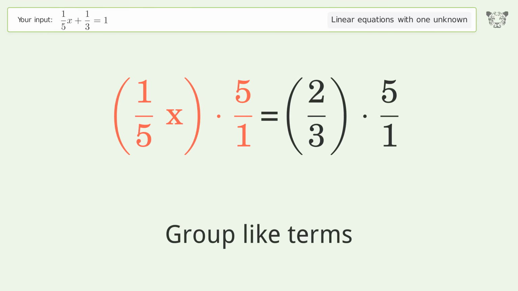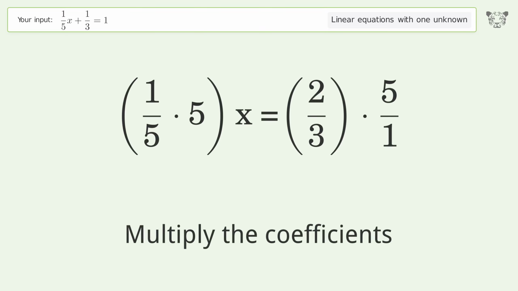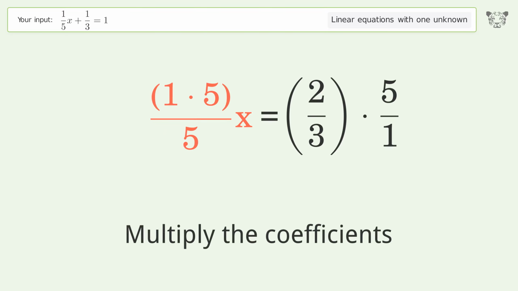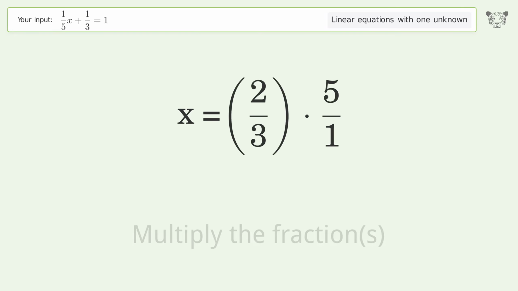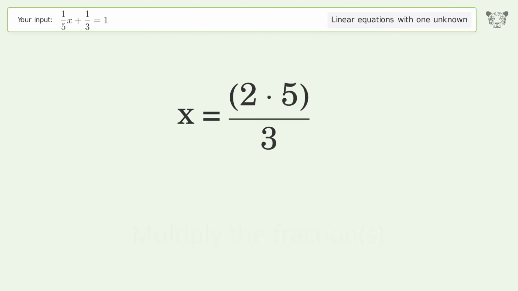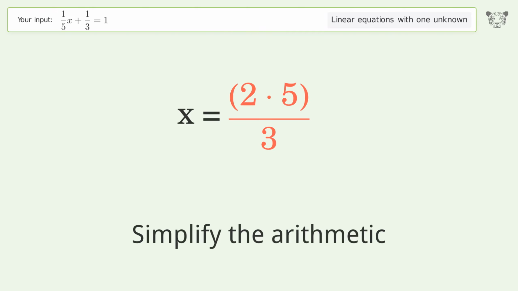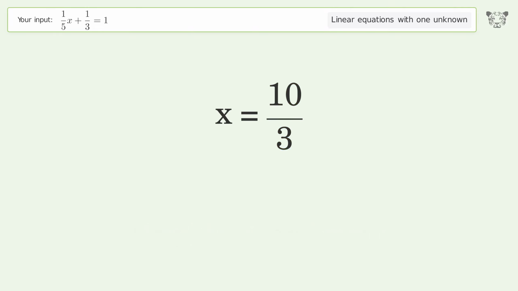Group like terms. Multiply the coefficients. Simplify the fraction. Multiply the fractions. Simplify the arithmetic. And so the final result is x equals 10 over 3.